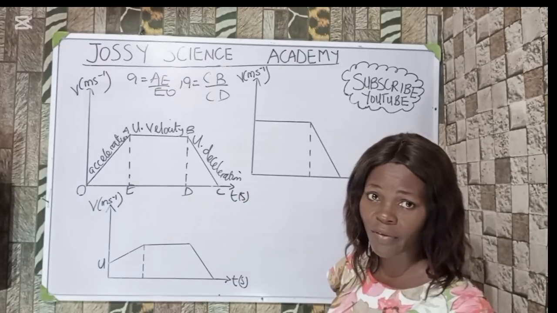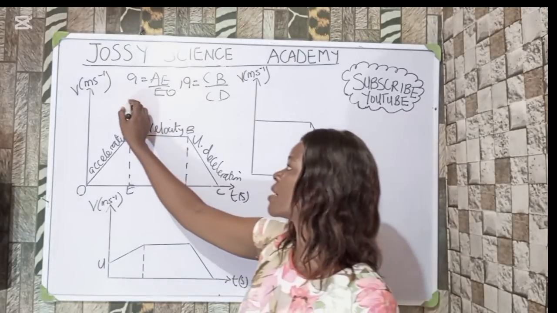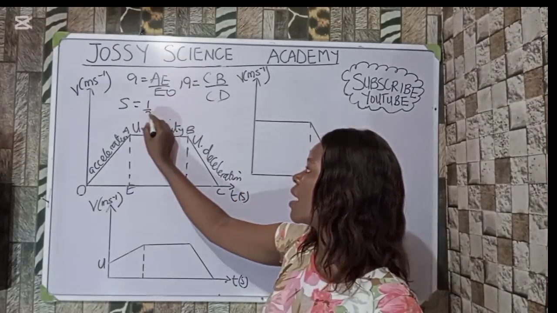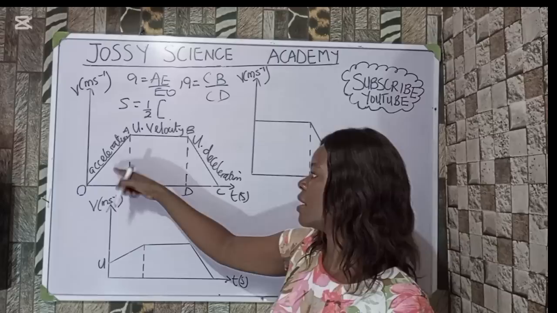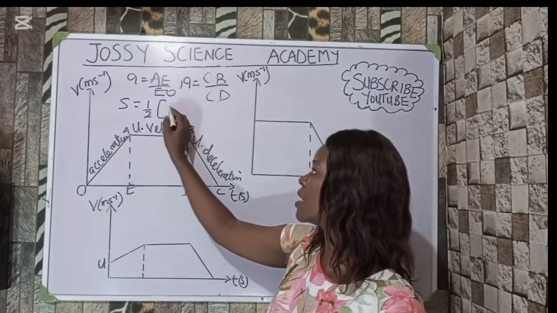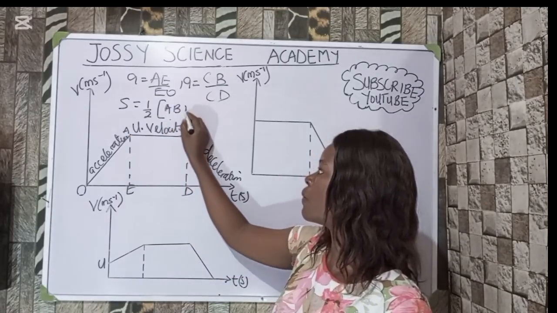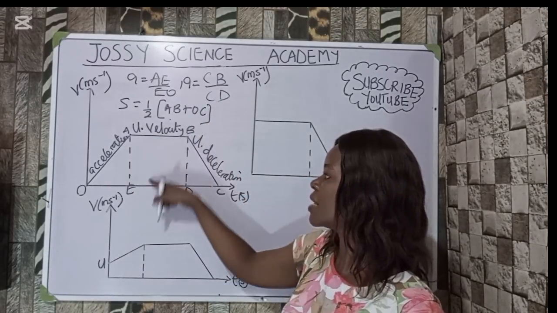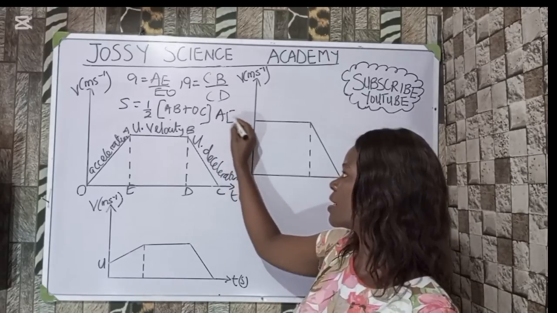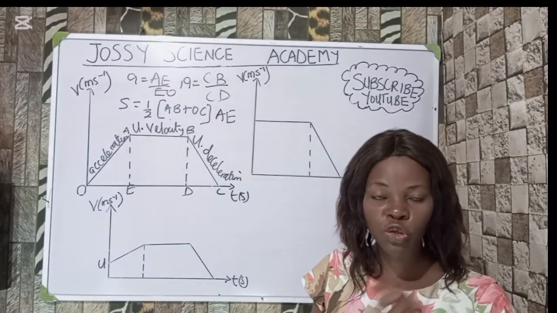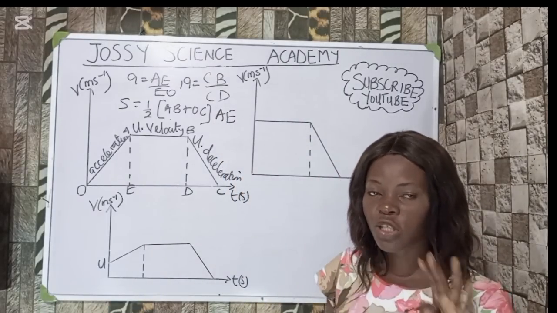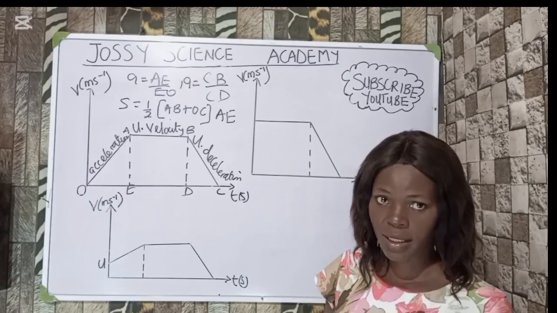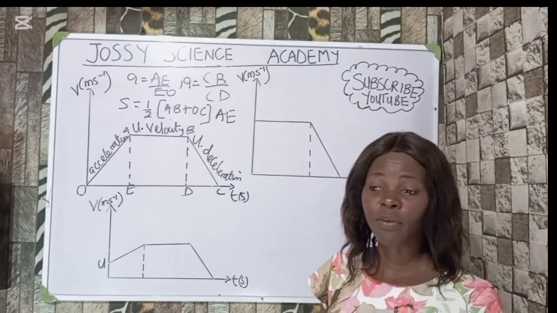Now, the next thing they can ask you from this diagram is the total distance covered. Here you're going to use the shape of a trapezium, which is half of the sum of parallel sides, say AB plus OC, bracket AE, which is the height. Is that clear? If you still want to know how to get this, you can check my channel where I've done a video on linear graphs very well.